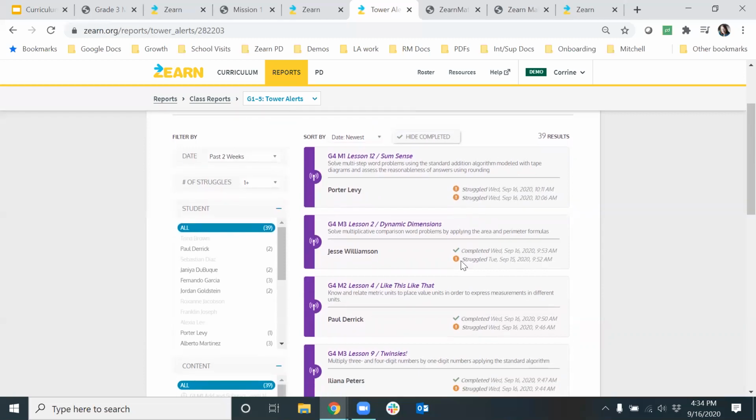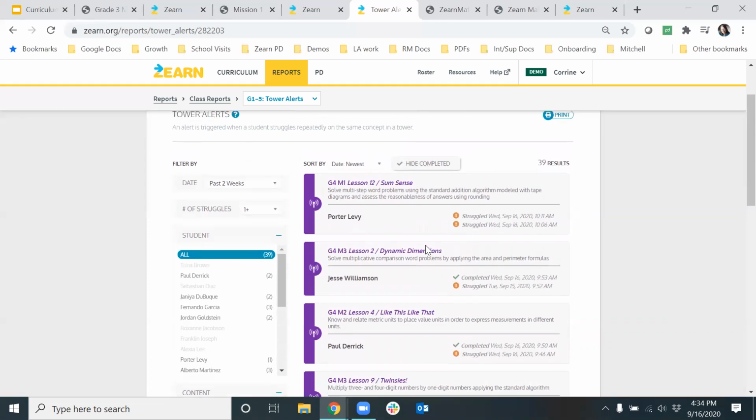However, another student, Jesse, struggled, worked through a boost, and was able to complete the lesson successfully, shown by this green check mark here. So in addition to looking out for students who are stuck and struggling, this report is also an opportunity to look out for and celebrate moments like these, where students have productively struggled and then persevered.